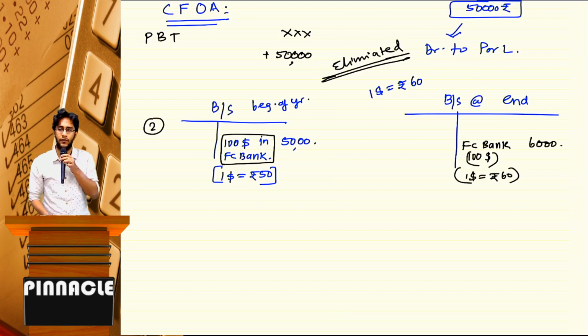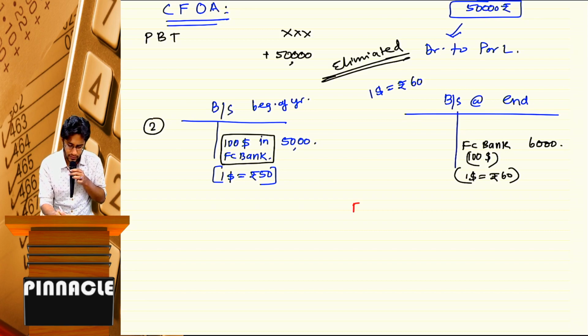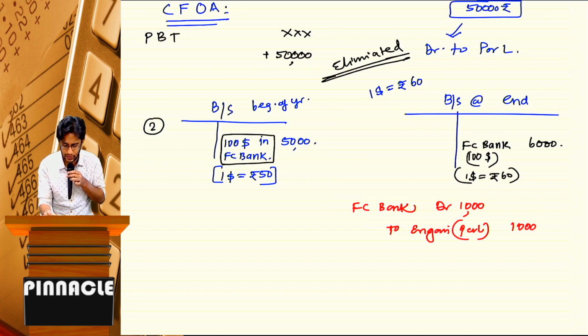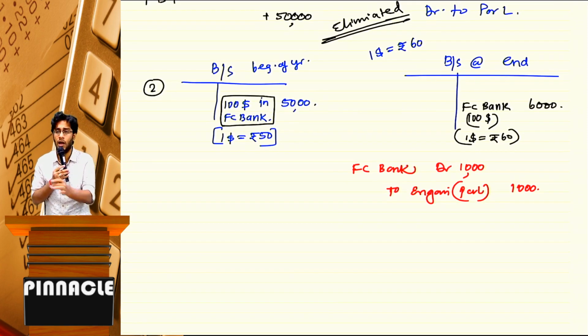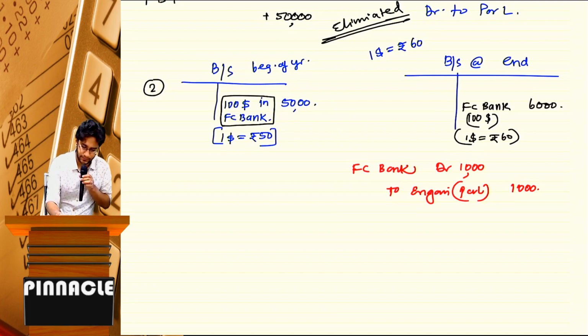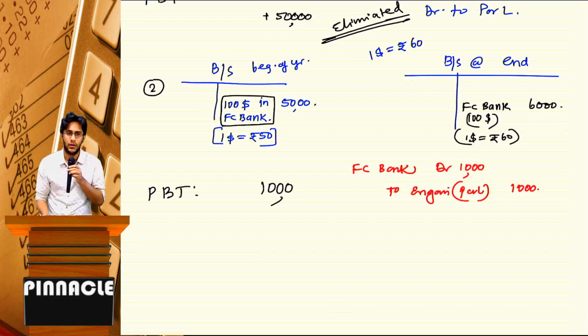Tell me what entry I would have recorded for this? 5,000 to 6,000, sir. What entry would I have recorded in the background? Foreign currency bank account, I updated by how much? 1,000. And I would have recorded an exchange gain by crediting my P&L to the extent of 1,000. This is the entry, sir. Imagine that in your P&L account, apart from this, no other item is there. That means your profit before tax is exactly 1,000. Yes, sale, purchase, inventory, expense, nothing is there.